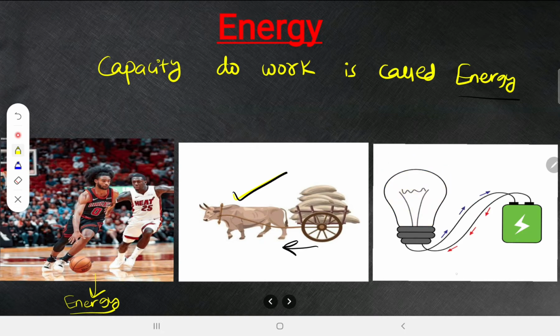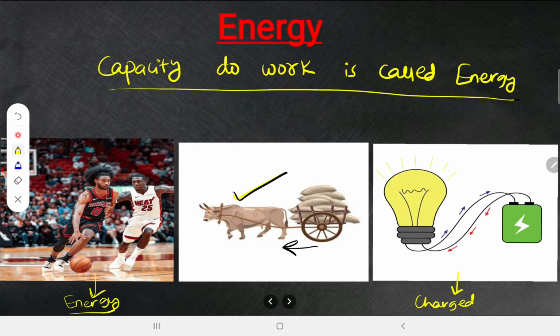Now look at this battery. You must have charged it before. You must have provided energy for that. By using that energy only, this battery is trying to glow this bulb. So the simple definition for energy is capacity to do work.